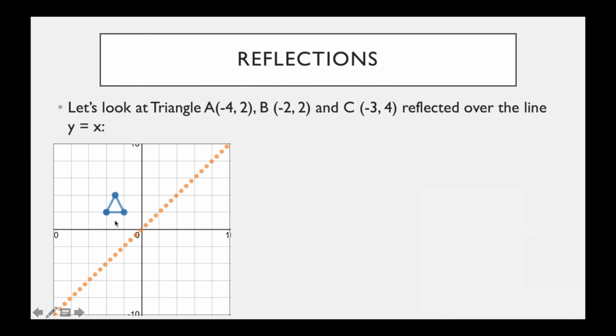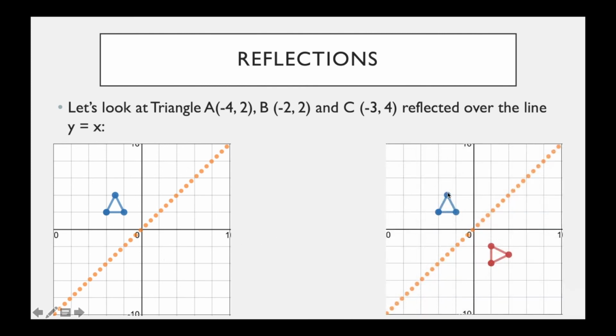And then this one here, it's about that far away, so it should be about that far away, which is going to put it at 2, negative 4. So you can see we have our pre-image here, and then reflecting over the y equals x line will give us our image in red.